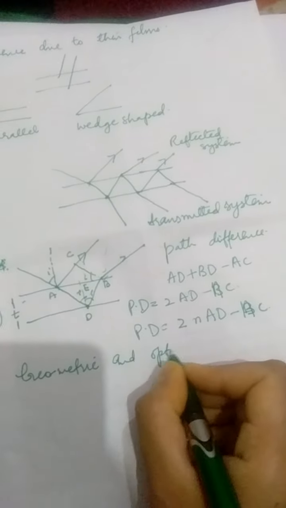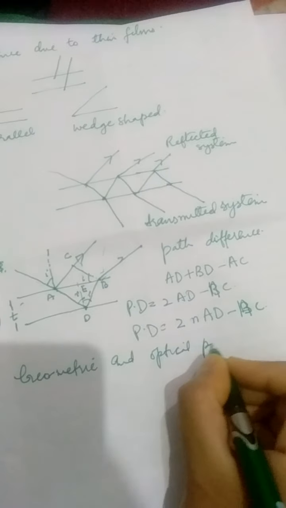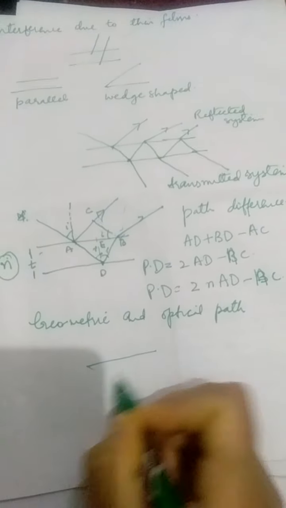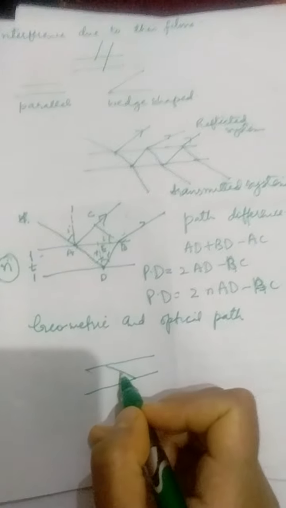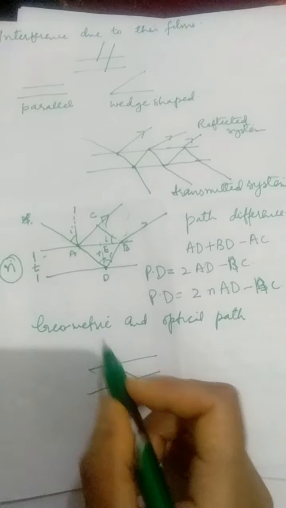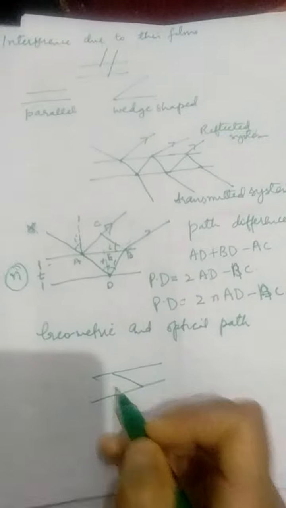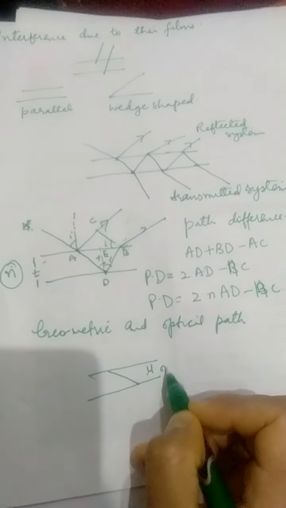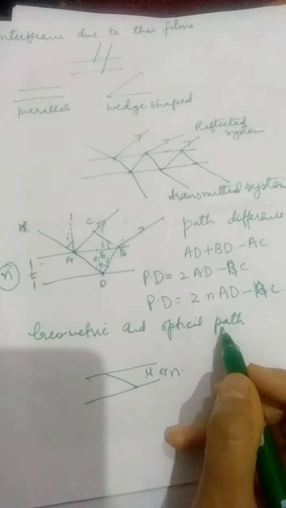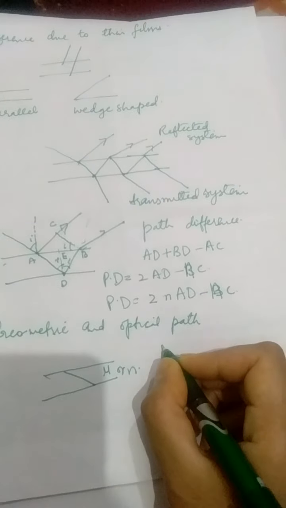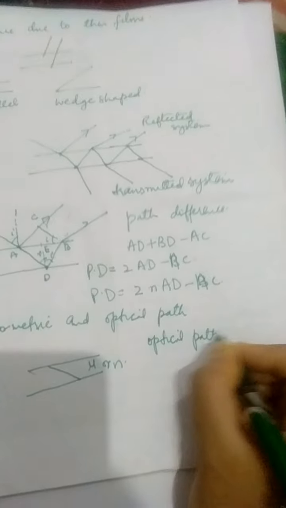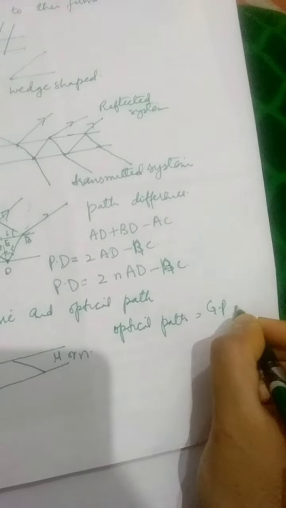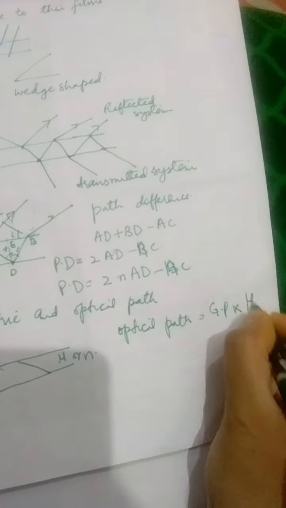And optical path. See, in a medium, the actual path length covered by a ray is called its geometric path. But when we multiply that geometric path with the refractive index mu or n, we get the optical path. So, optical path is equal to geometric path into the refractive index mu.